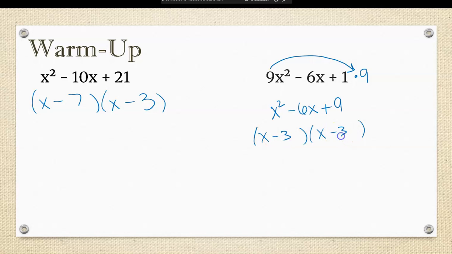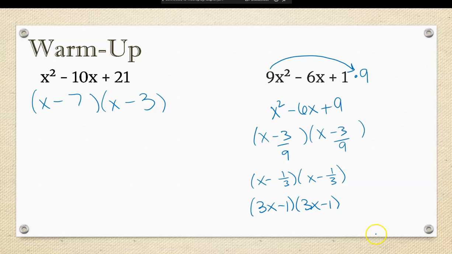So what multiplies to give me 9 but adds to give me negative 6? Good. Two negative 3s. Is that my answer? Nope. What do you got to do? Divide it by the 9. So this is our slide part. 3 over 9 simplifies to 1/3. Do we leave our factors looking like that? Nope. We take our denominators, we promote them to the front. 3x minus 1 and 3x minus 1.